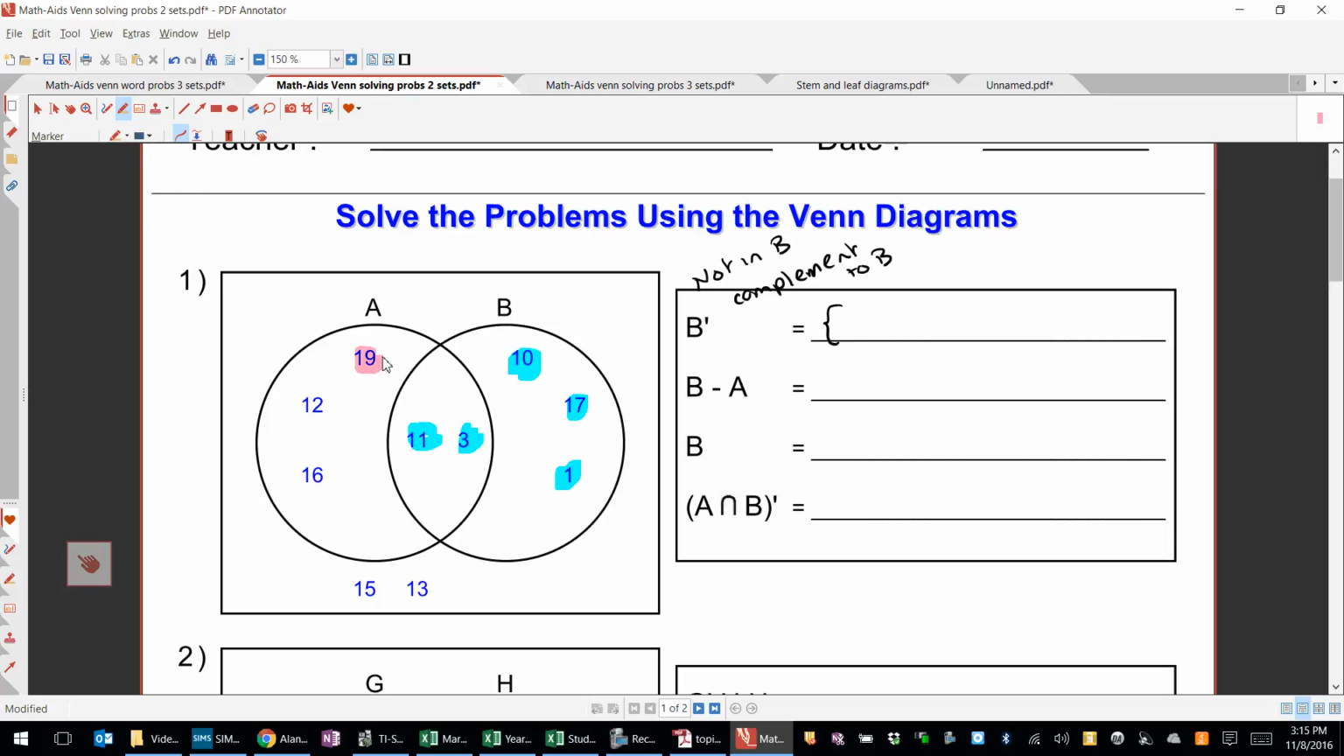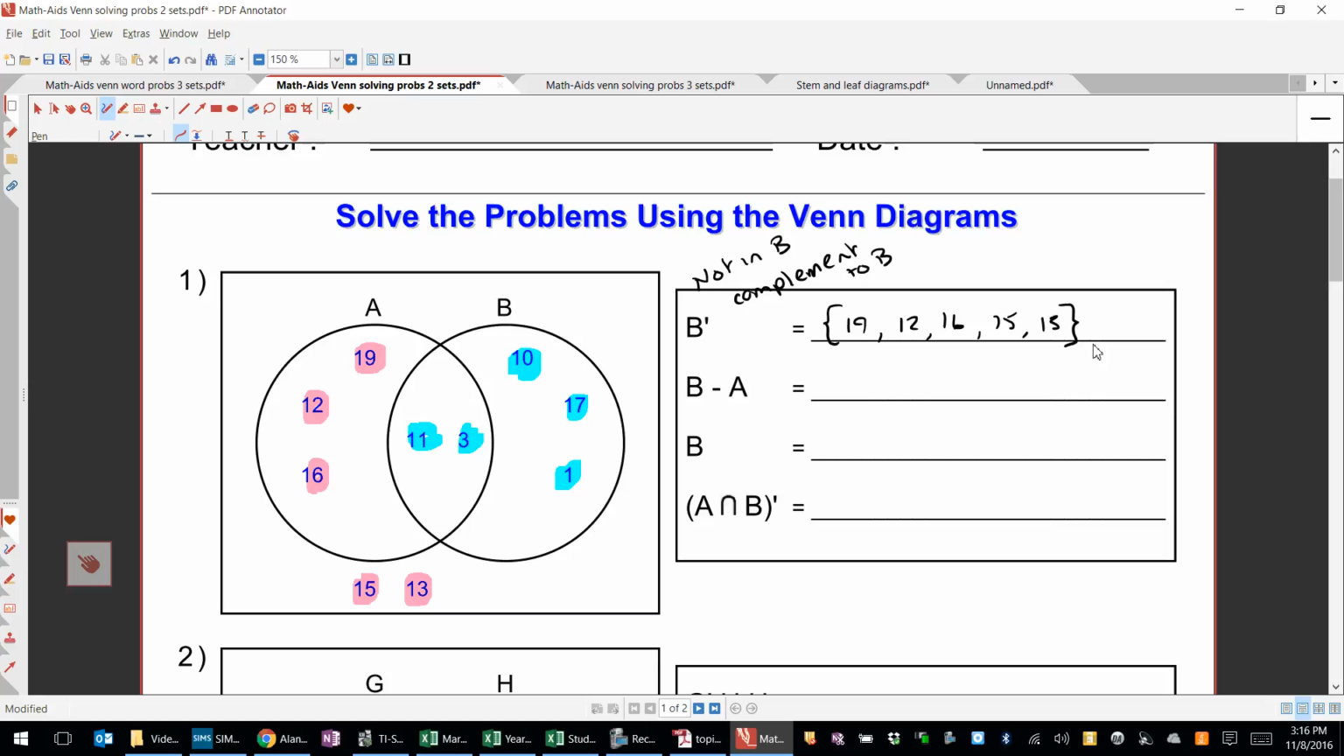So that's 19. Now, I said to you before that because there's more than one number in the circle, we don't add them up. They are not an amount of anything. They are just numbers. So we write them down: 19, 12, 16, 15, and 13. Now I got asked a question. Do they have to be written in order? The answer is no. As long as they're all listed.